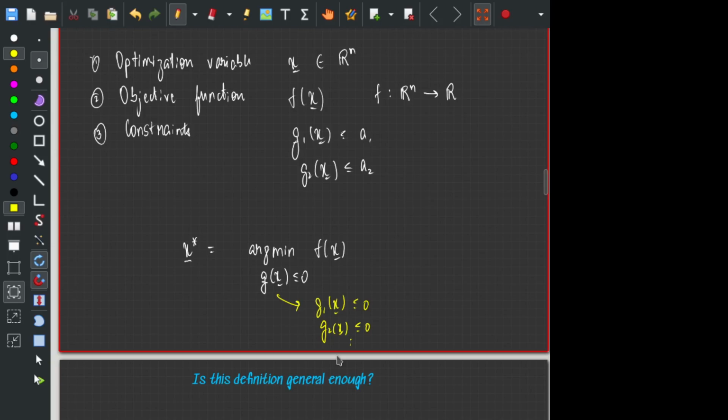Now you may ask, is this definition general enough? Yes. What is the star? So x star is the value of x which achieves the minimum of this f of x subject to these constraints. I'm not just interested in finding the minimum value of f of x, but I also want to find the minimizer of this particular function f of x.